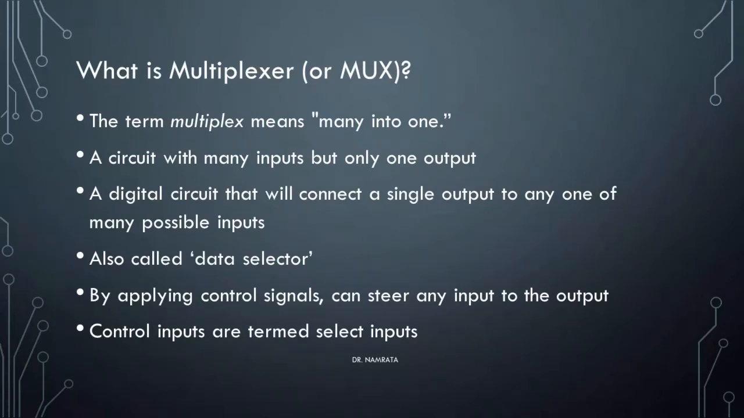It also has data select lines or control lines or signals that allow any one of the inputs to be switched to the output line. That is, by selecting the control signals, we can allow any one of the many input signals to be taken to the output. Hence, it is also known as a data selector.